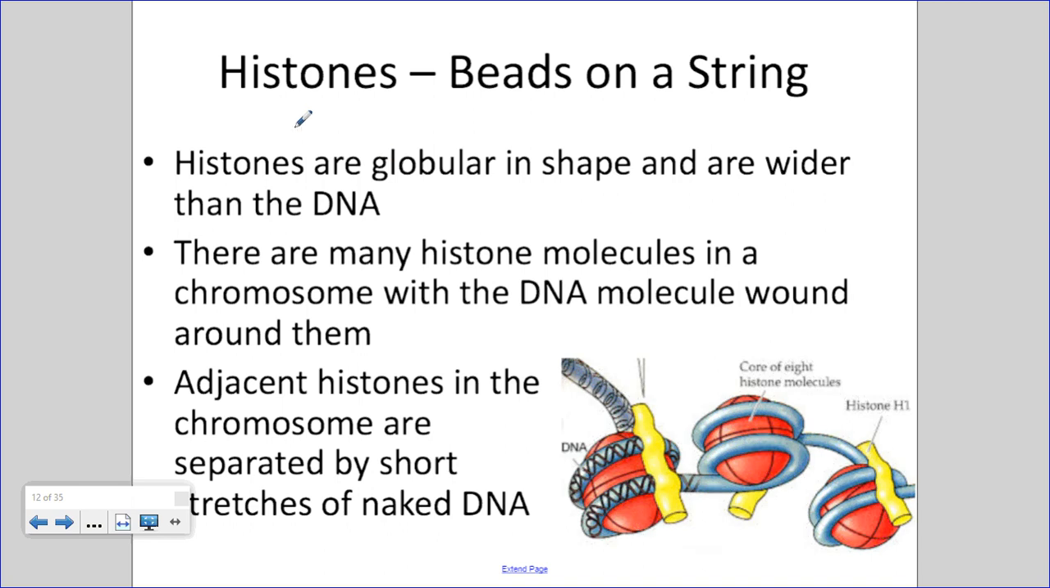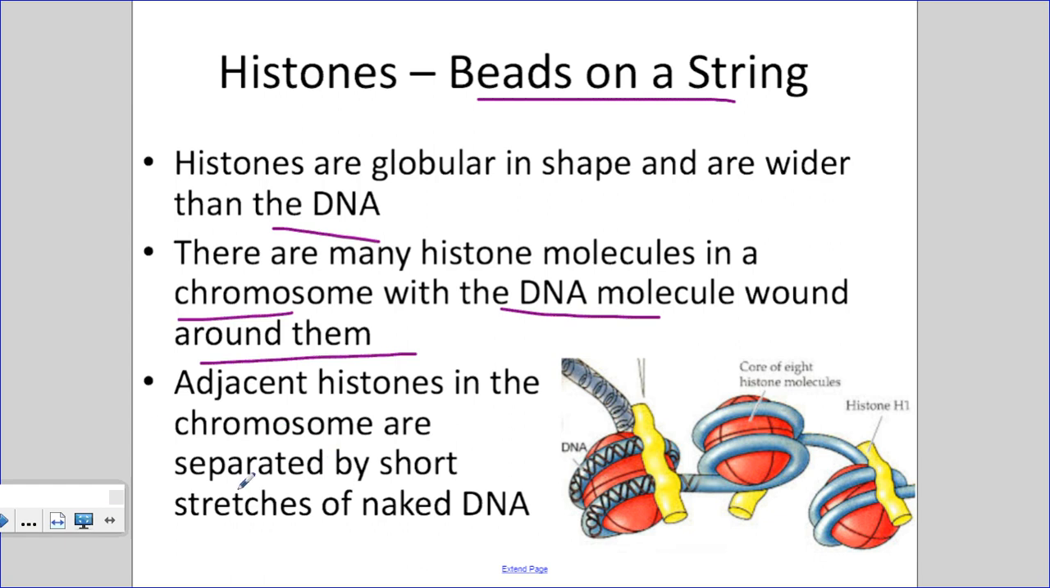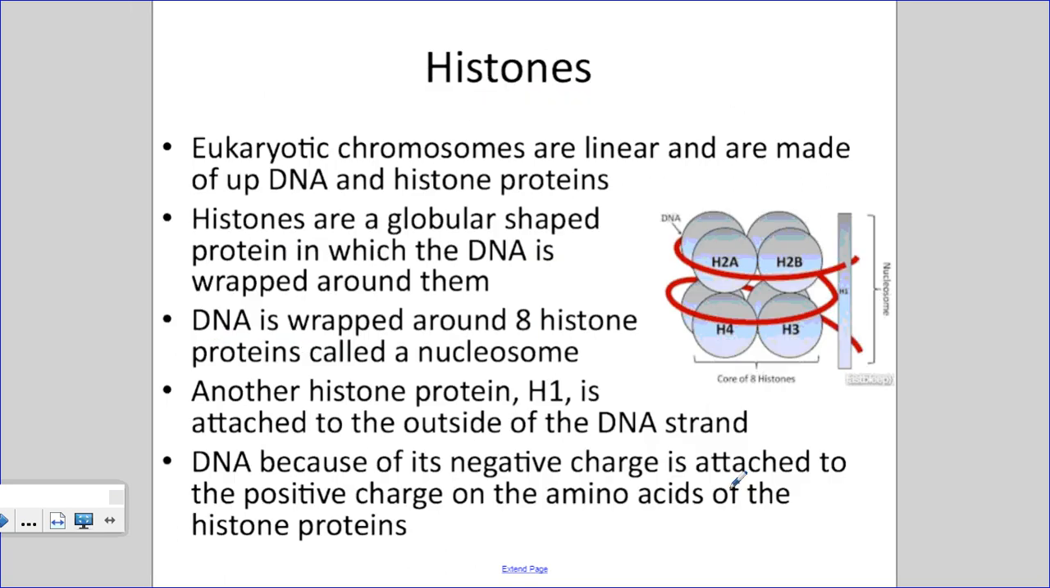For those histones, you can think of them as beads on a string. Histones are globular in shape and are generally wider than DNA. There are many histone molecules in a chromosome, with the DNA molecule wound around them. Adjacent histones are separated by short stretches of naked DNA. So you have DNA wound around the histone, and in between two histones there's a stretch of DNA not associated with any protein, which is naked DNA. Usually that naked DNA is going to be actively transcribed or actively used by the cell.